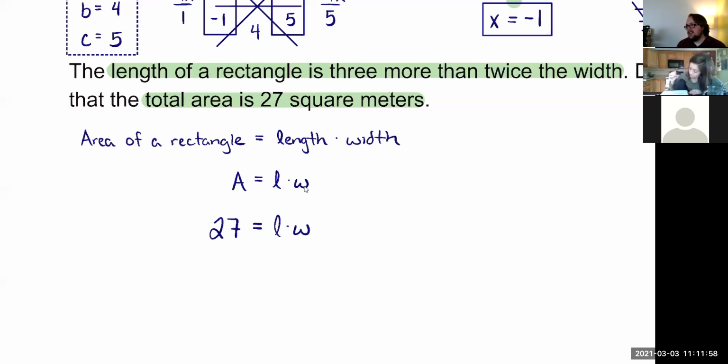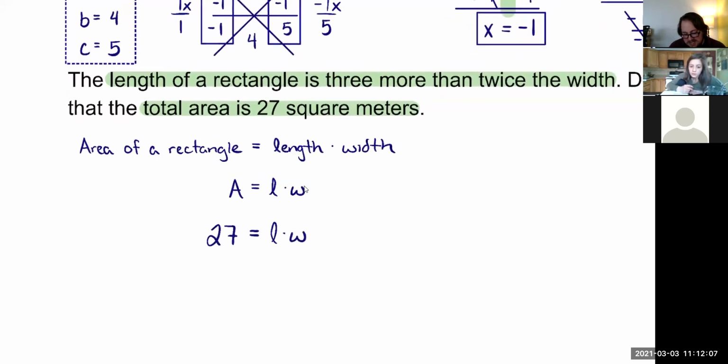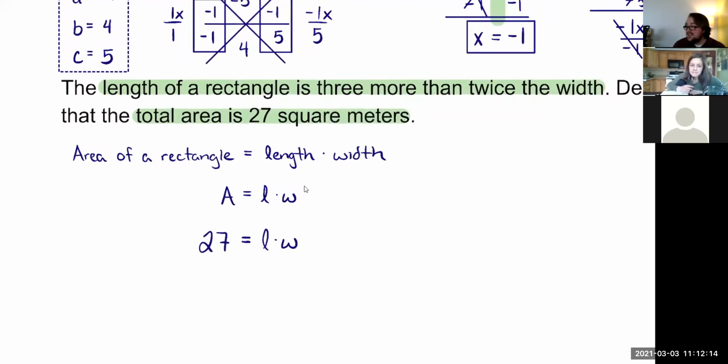Well, we're out of luck because we don't have enough information to write 2 equations. We only have enough to write 1, but that's okay because of the first statement that I highlighted. That first statement told me that the length is 3 more than twice the width.